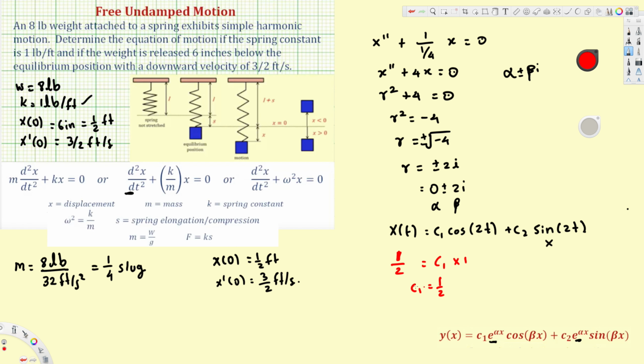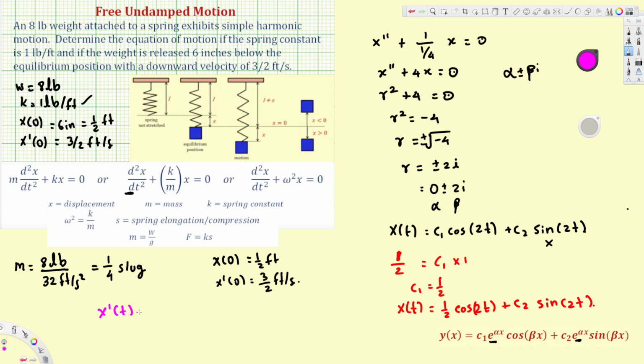Now to find the c2 value, we have to find the first derivative. Before we find the first derivative, let's rewrite this equation including this half. So x of t is going to be equal to half times cos 2t plus c2 sine 2t.